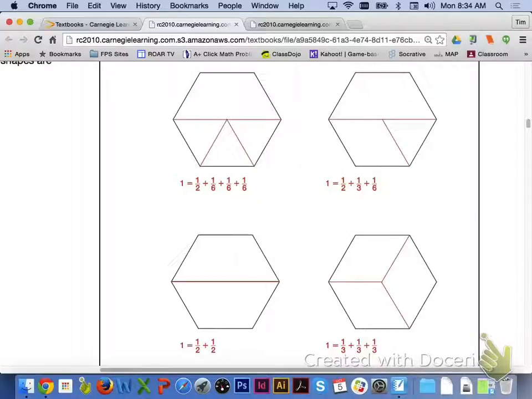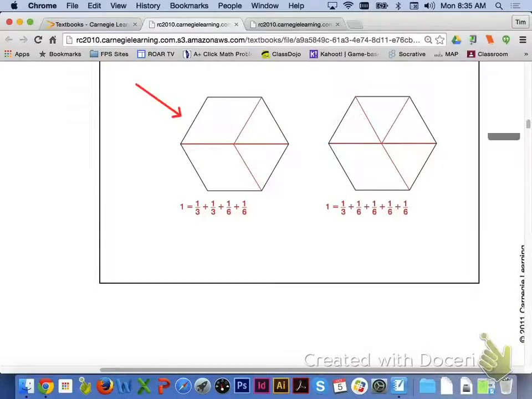Here are 4 examples of what your fractional representations could look like. If you take a look at the first one here, it is the example that they showed on the previous page. 3 other representations that you should have. If we look at this one here, we have 1/2 plus 1/3 plus 1/6. So we would have a trapezoid, a rhombus, and a triangle representing the whole. This example here, we have 2 trapezoids. 1/2 plus 1/2 is equal to a whole. And our next example would be 3 rhombi, 1/3 plus 1/3 plus 1/3 to represent a whole.